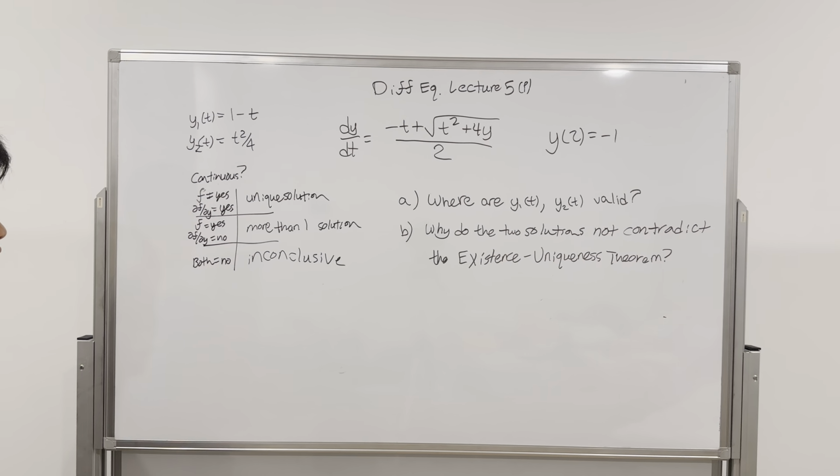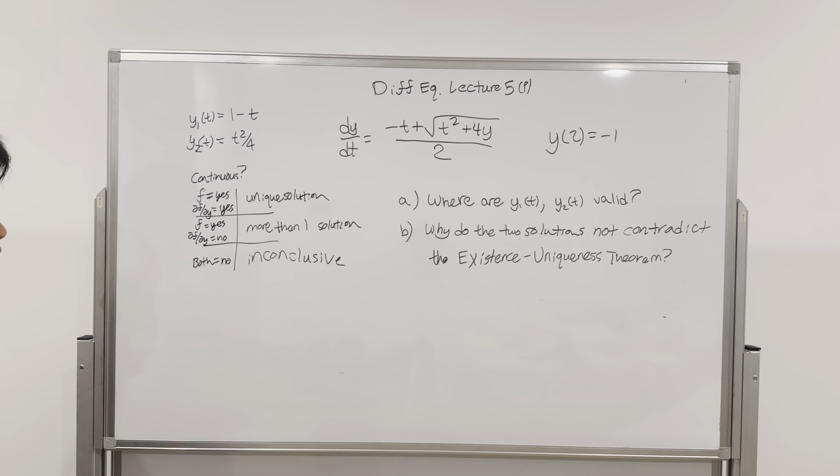In other words, why does the fact that there are two solutions not contradict the existence-uniqueness theorem? Because they're not unique, because you have two solutions. Unique requires just one solution that is the only solution to the differential equation. Well, remember, it's pretty obvious that this case falls into f equals yes, delta f, delta y, no. But why? Well, we have to prove that.